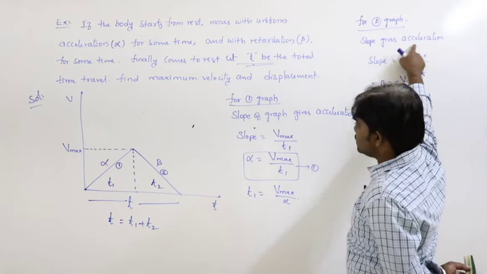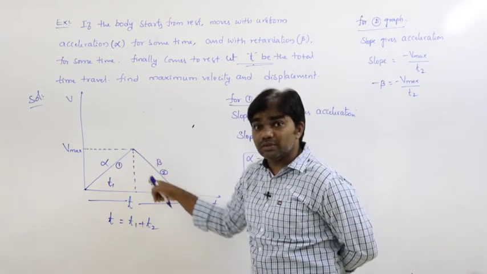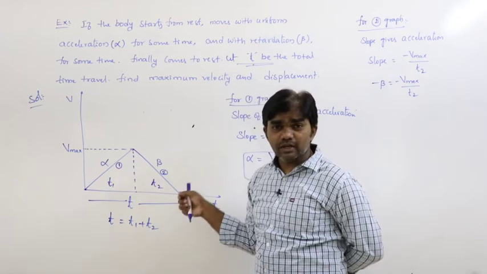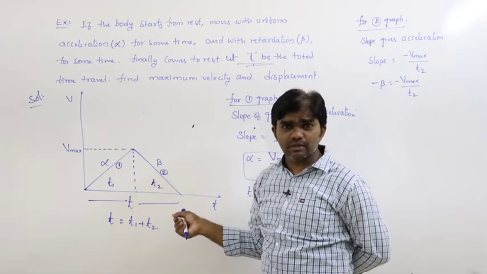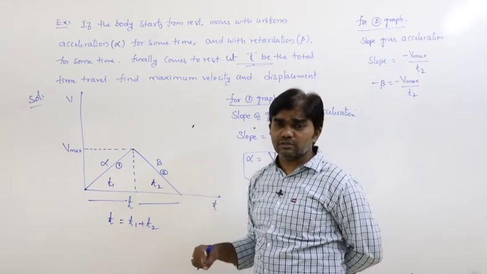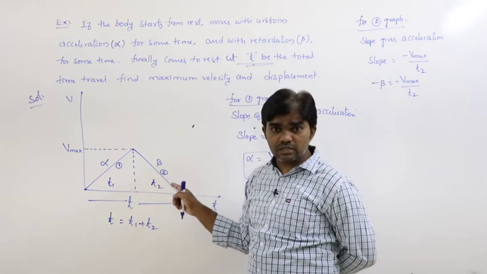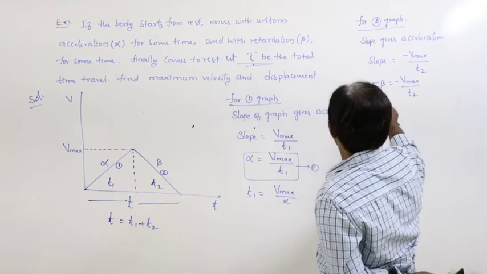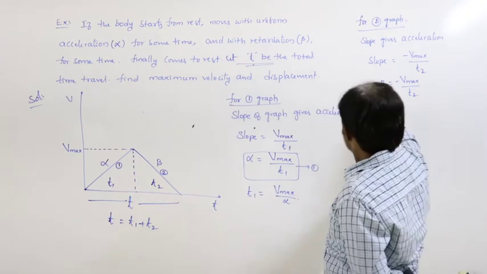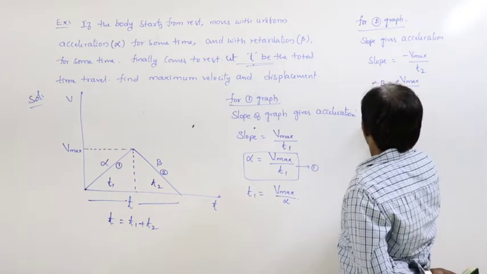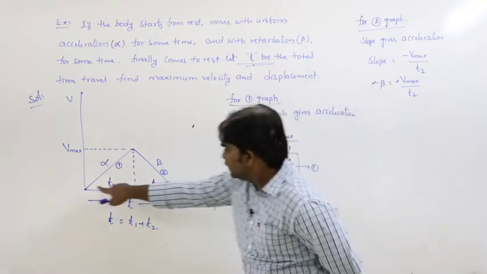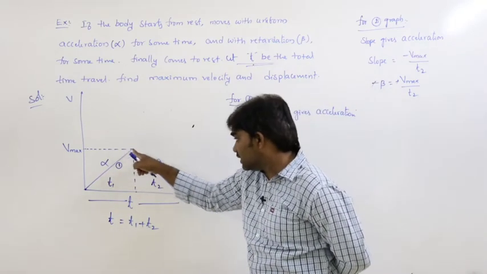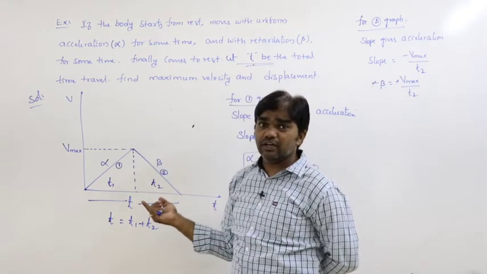Slope gives acceleration, but here the body moves with retardation or deceleration. Retardation or deceleration is nothing but negative acceleration. So that is the negative acceleration, so the minus cancels. Why is v maximum negative? Here, increasing velocity means we consider v maximum positive, but here, decreasing velocity is negative.